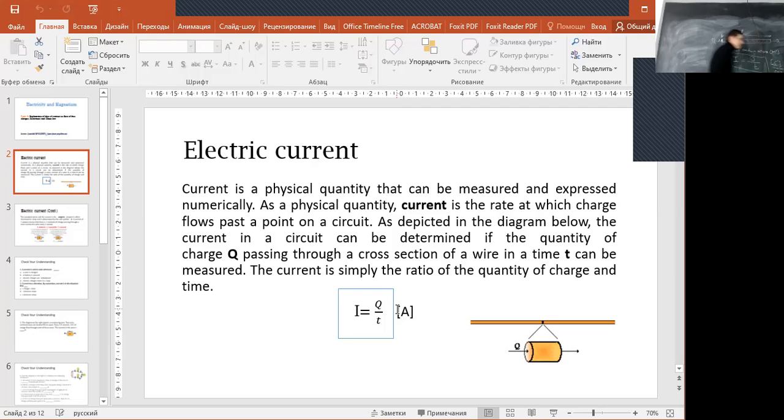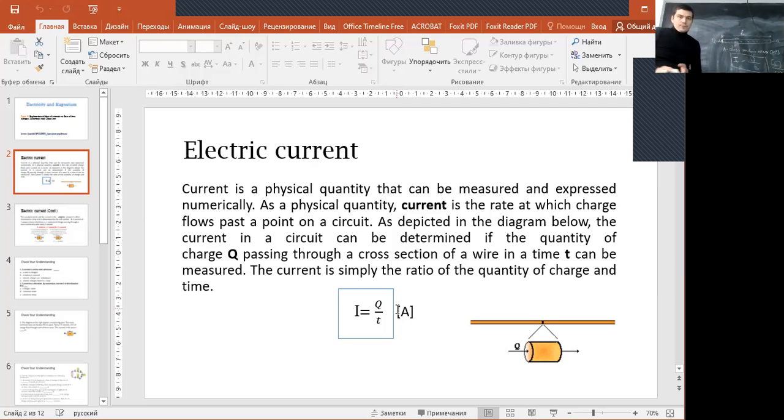Let's say S, not C. So what about the unit of the current? The unit of the current is amperes. Amperes are just big A. They are the same thing. Okay.